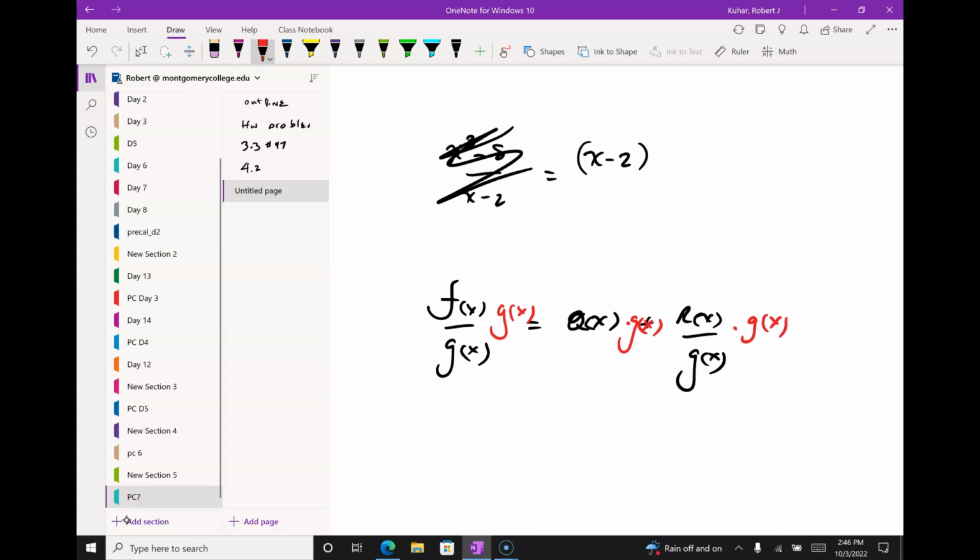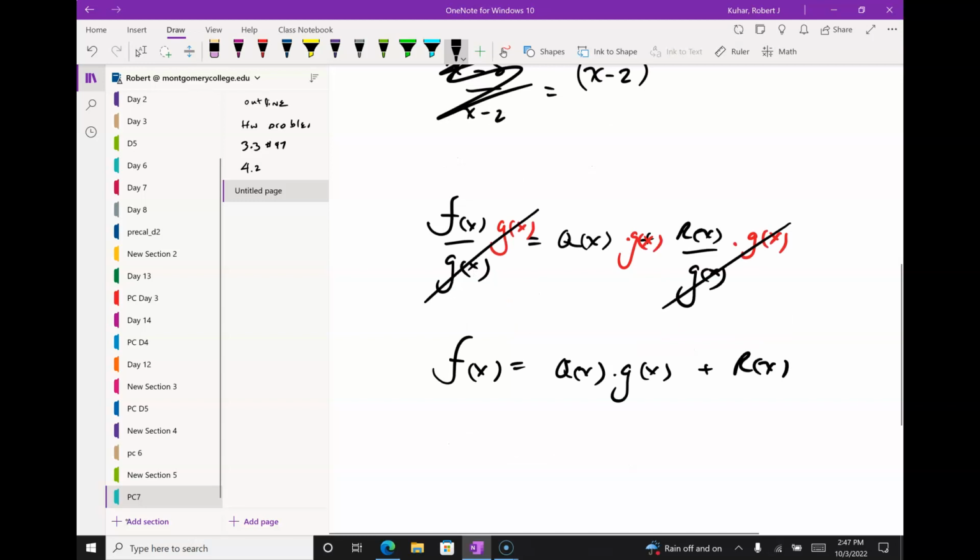So I've got in black the original f of x over g of x equals q of x plus the remainder over g of x. And then I'm multiplying everything by g of x. And look what I get. F of x equals q of x times g of x plus r of x. So this is the one I want to double check with, right?